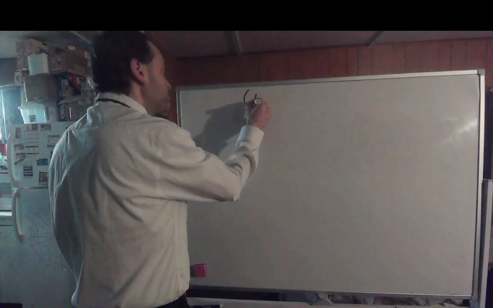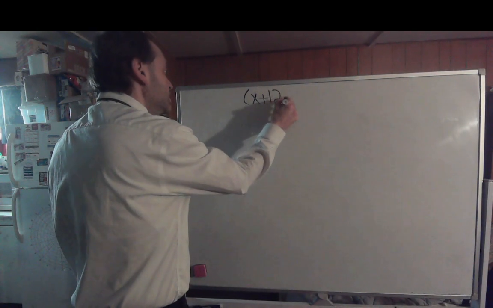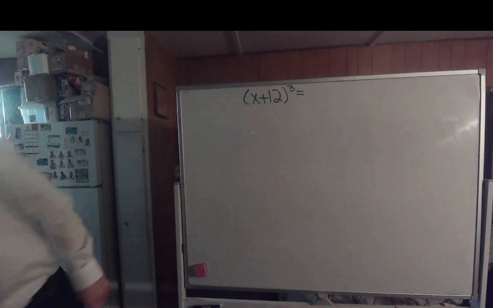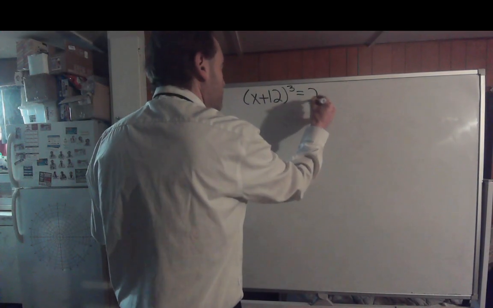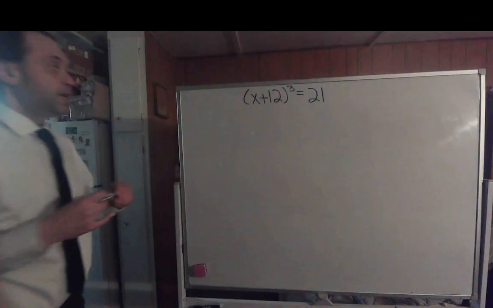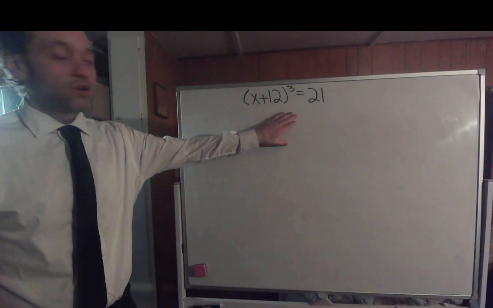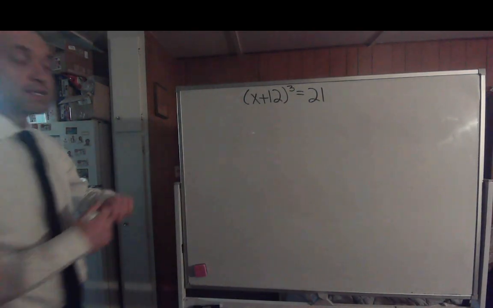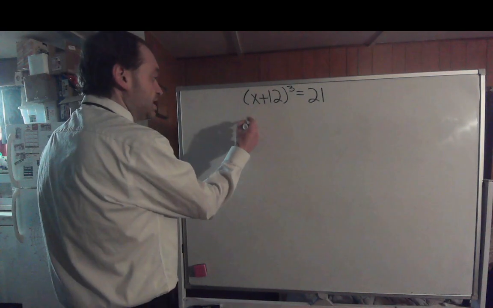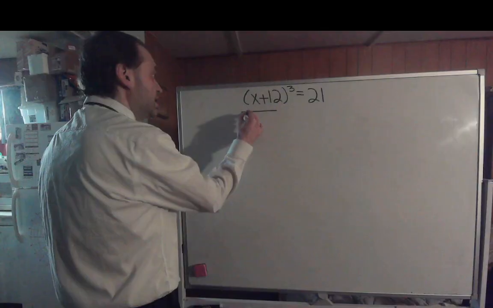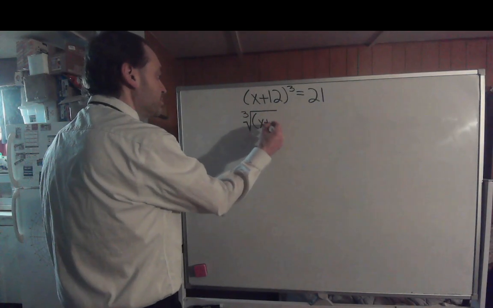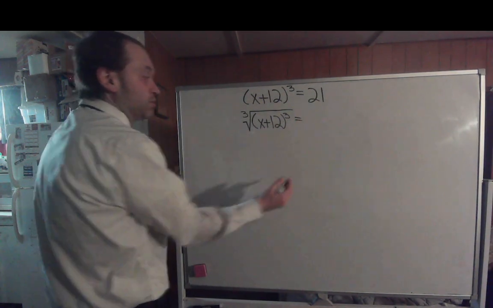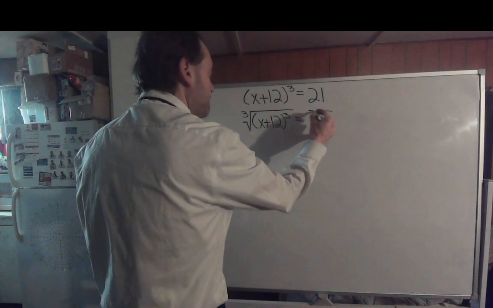All right, (x plus 12) to the third power is going to equal 21. So we have (x plus 12) to the third power is equal to 21. Well, let's start out by getting the x plus 12 by itself, right? So you got to take the cube root of (x plus 12) to the third power, but that's also going to be equal to the cube root of 21.